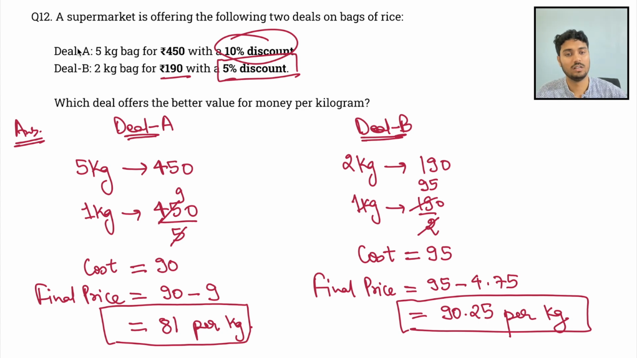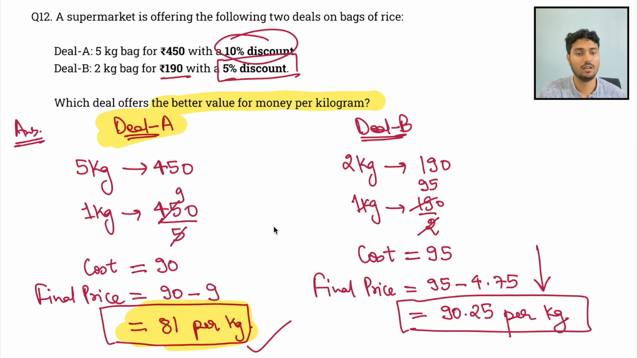So definitely deal A is the better value for money per kilogram, because in deal A we are getting the rice at 81 rupees per kilogram, and in deal B we are getting it for the price of 90.25 per kilogram. So deal A is the best buy option or better value for money per kilogram.